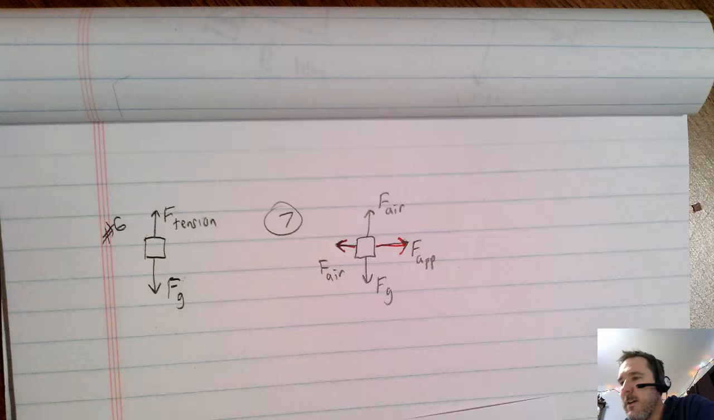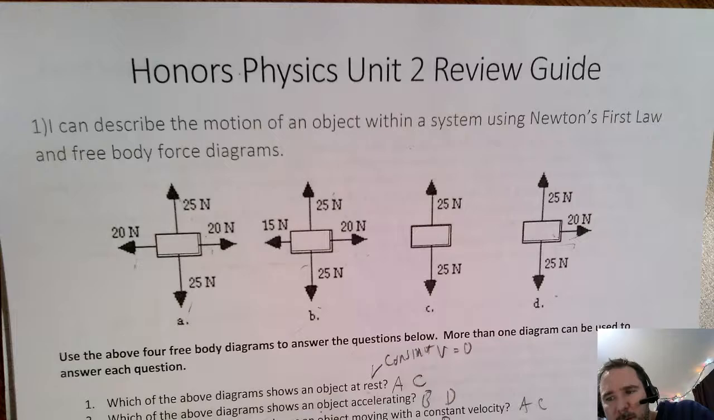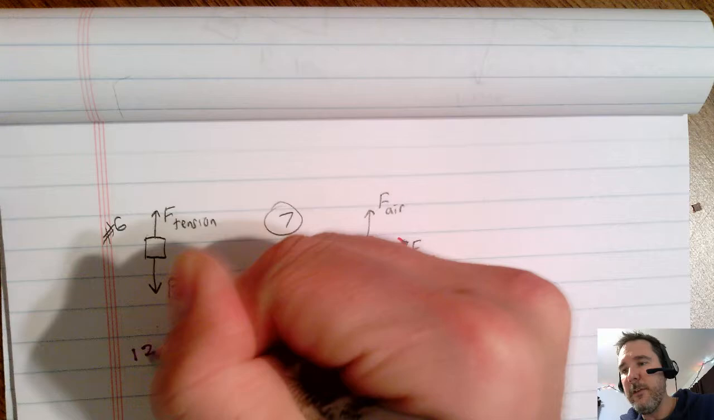What else? We've got a feather dropped from... I'm going to skip a couple here just to keep moving on. Cell phone that you left on top of the car slides to the right as the car turns left. That's sort of a big one, and I want to make sure that you get number 12. So I'm going to write it in purple, because purple is an important color, I've heard.